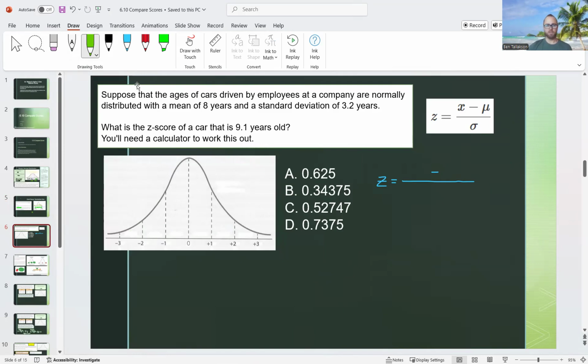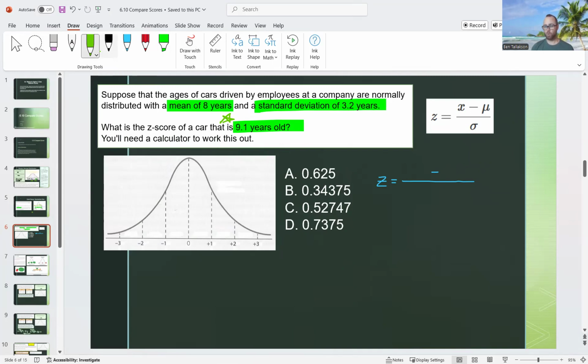Suppose that the ages of cars driven by employees at a company are normally distributed. So that tells us we can use this graph with a mean of 8 years and a standard deviation of 3.2 years. What's the z-score of a car that is 9.1 years old? You'll need a calculator to work this out in the end, but not right now. My question to you right now is, what does 9.1 represent?